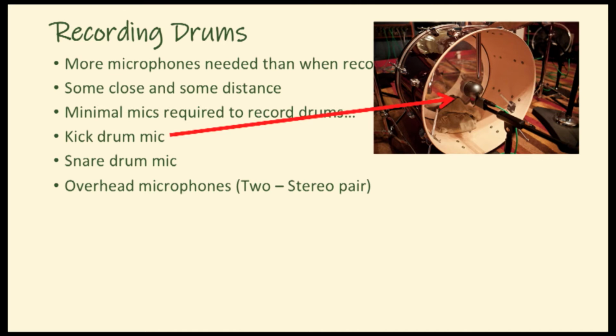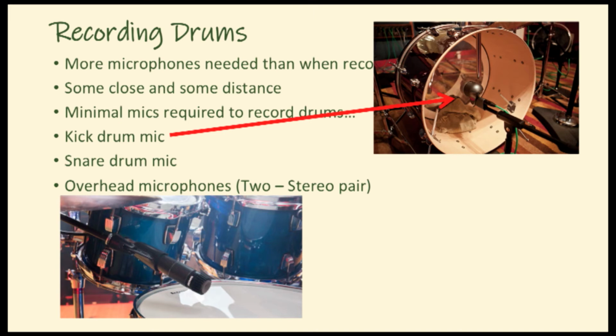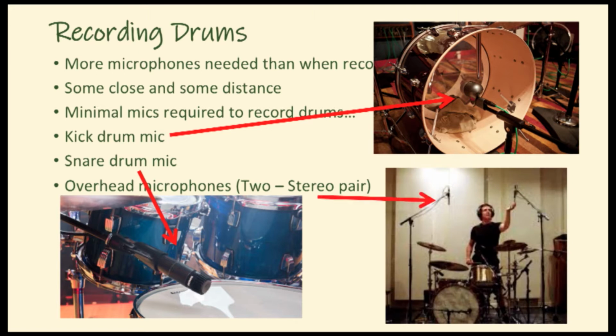So the kick drum is usually a close mic. In the bass drum, in the kick drum, if there's a skin on the front, then it can be right up to the front of the skin. The snare drum mic over the snare drum is another close mic. And then the 2 overheads, stereo left and right, are distance mics.